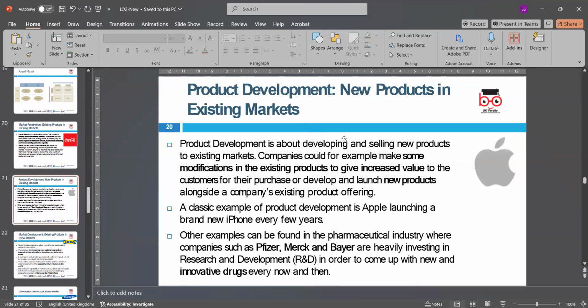So product development is a new product in an existing market. In this case, you are either introducing a completely new product, or making some kind of modification to an existing product. Again, Apple is a classic example. I can't say that they are introducing an entirely new mobile with completely new features, but they are doing some kind of modification to their existing version.